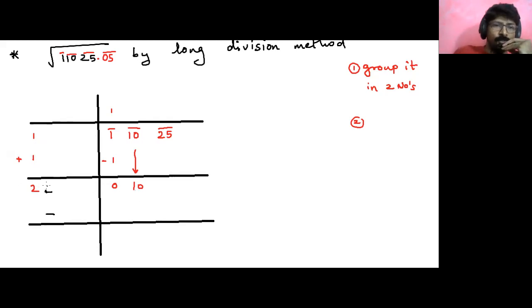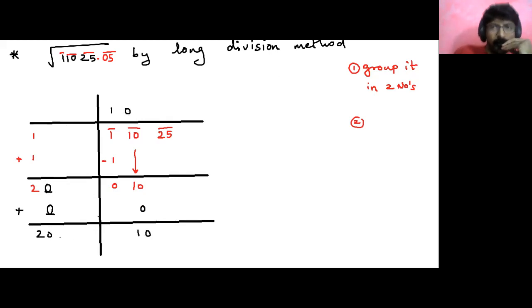If I write 1, 21 ones are 21, which is more than 10. So not even 1 will fit over here. I'll have to choose the number 0 only. 20 zeros are 0. So the number 10 comes down over here, and here the addition becomes 20. And this 0 I'll have to put over here also. First number was 1 because I wrote 1 over here. Second number was 0 because I wrote 0 over here.